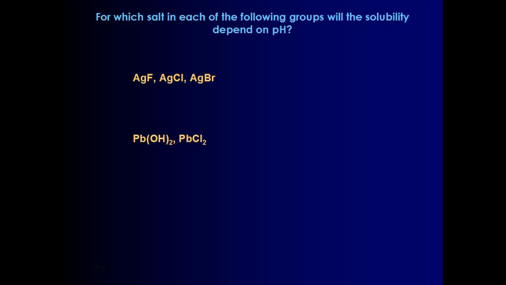Silver is a metal, so we don't have to worry about that one. But we have fluoride, chloride, and bromide. And I'm hoping you remember that fluoride was a part of a weak acid, and so that would be representing a conjugate base. And because of that, pH could affect the solubility of that ion, whether fluoride was removed or fluoride was added. So AgF would be the one that is affected by pH.